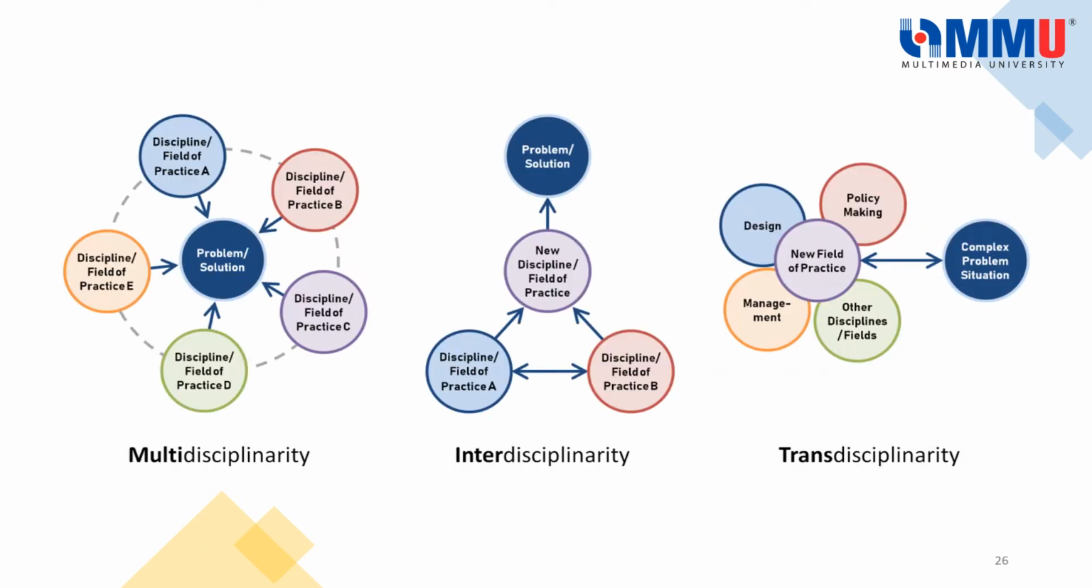Here's also another description of what is multidisciplinary, interdisciplinary, and eventually transdisciplinary. And with transdisciplinary, the ultimate aim is to solve complex problems, complex situations, and it involves policy making, it involves management, it involves technology. So technology alone may not be enough to translate into a technology society, but you also need very important aspects of the legal, management, psychology, and so on and so forth.